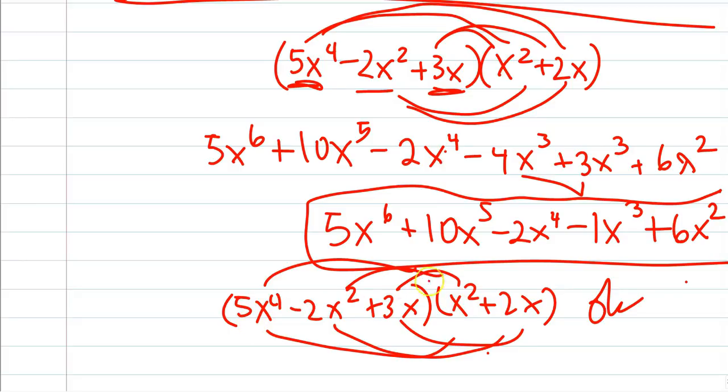5x to the 6th, 2x to the 4th, 3x to the 3rd, minus 4, right? It's all going to turn into the same thing, okay? That's it. So good job. We have one more section.